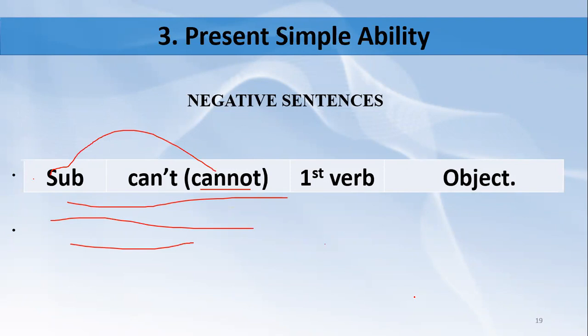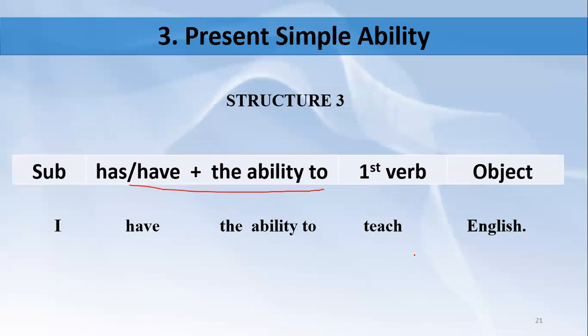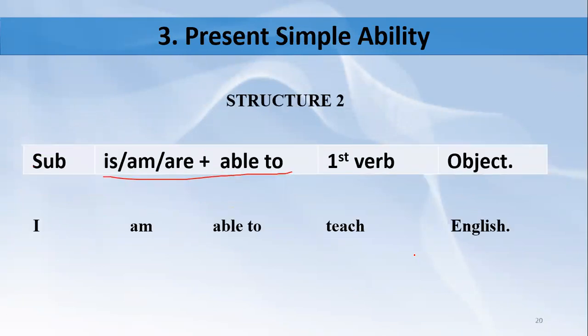No, sir. Okay, she has raised her hand. Okay. Anyhow, moving to present simple ability. Okay, not ability. Sir, G. You want to say something?